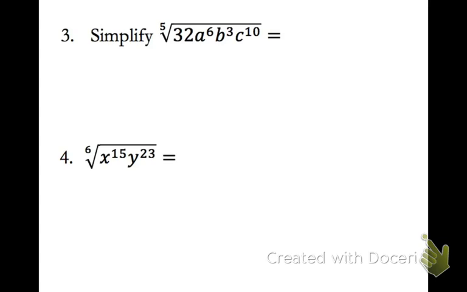All right, let's simplify this radical expression with numbers and variables. I suggest that you take just one piece at a time. So let's look at the 5th root of 32. If we break down 32 into a factor tree, all the way down to the prime factors, we will see that you can multiply 2 by itself 5 times and get 32. So that means the 5th root of 32 is 2.